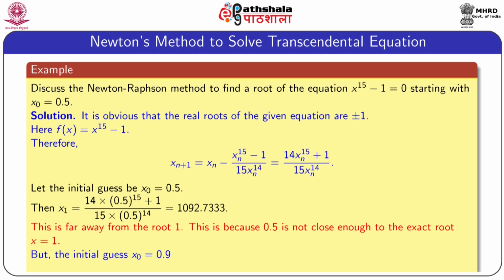But if we consider the initial guess as 0.9, then the first approximated value is x1 equal to 1.131416, and note that this is very close to the exact root 1. So, the initial guess of the Newton-Raphson method is a very crucial issue: which initial guess gives the convergent iteration scheme, and which initial guess gives the divergent iteration scheme. This is a very important issue of the Newton-Raphson method.